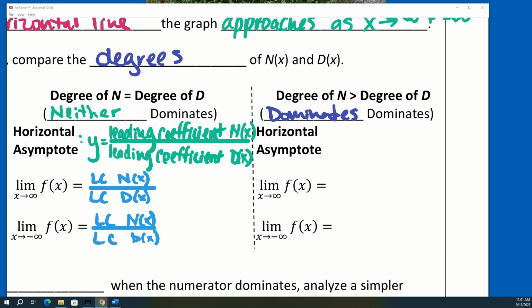Oh, I didn't mean to write the dominates. Sorry. So the top is dominating, then it's getting bigger and bigger and bigger faster than the denominator is. And so there is not going to be a horizontal asymptote. It's never going to level off at a horizontal line. And so for your end behavior, it's going to either be infinity or negative infinity.